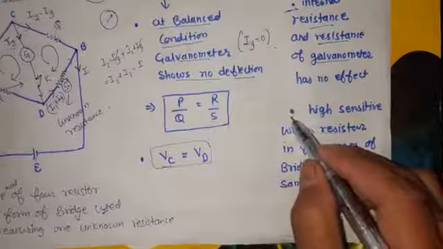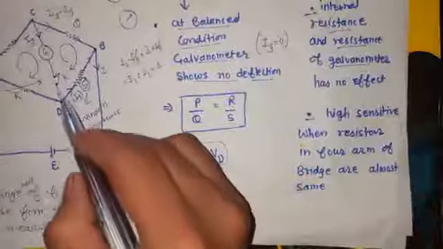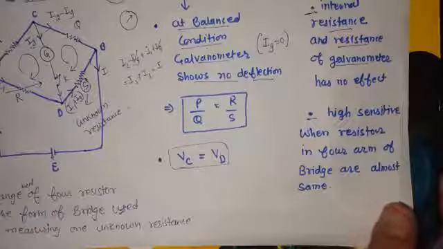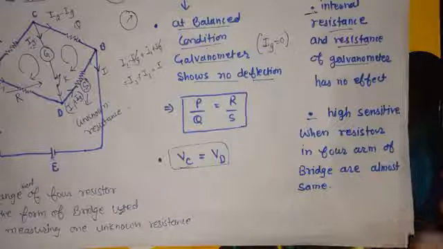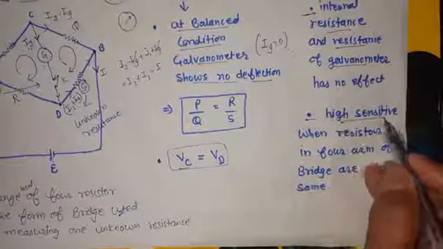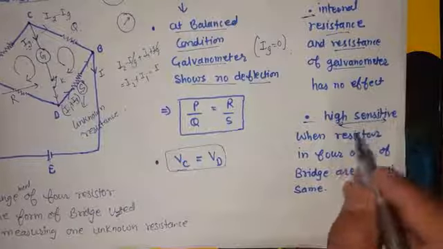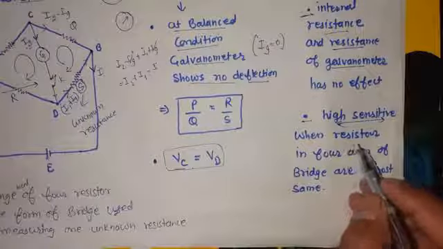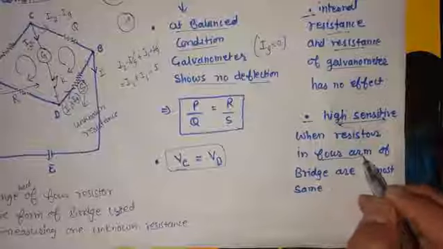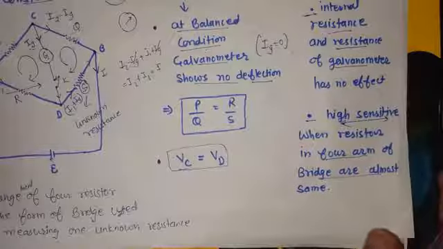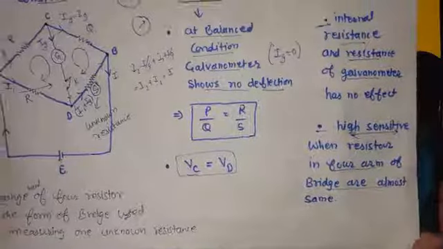And the second thing: when can it make the measurement most accurately? Then we are going to call it sensitive, highly sensitive. So high sensitivity will be when the four resistors in the four arms of the bridge are almost of the same order. At that time it is said to be highly sensitive.